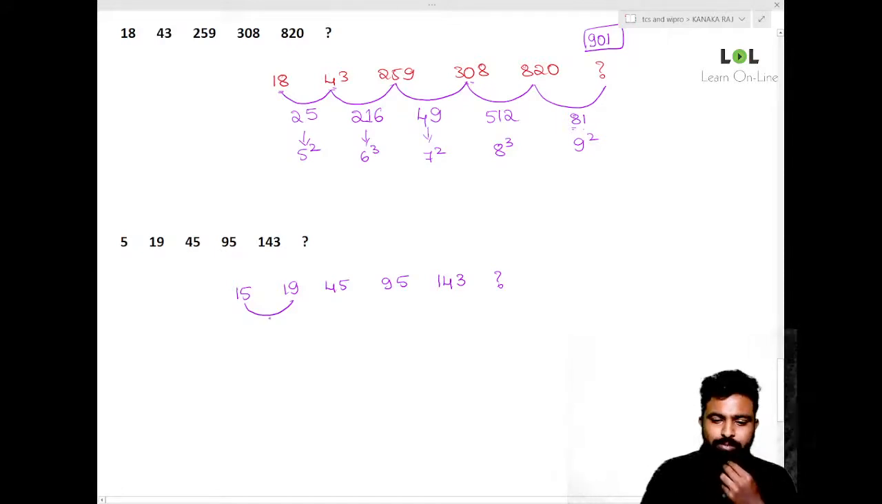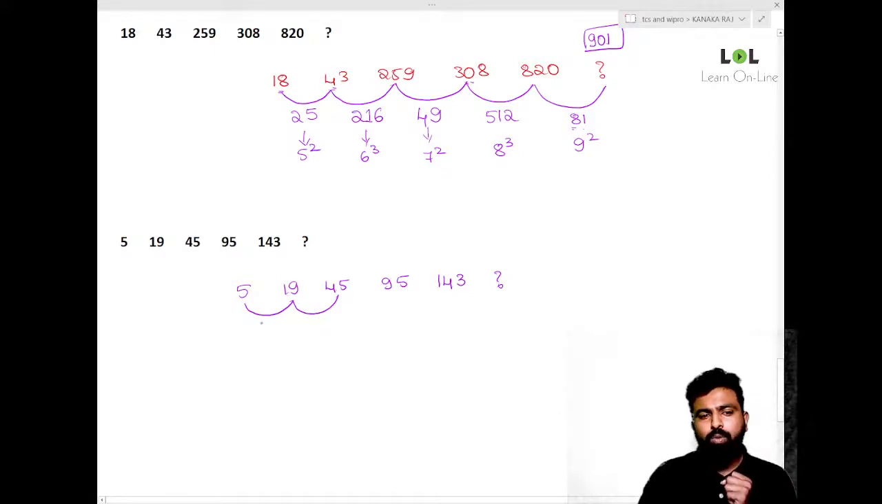Okay, I think I made a mistake here. It should have been, yes, it is correct. 15 and 19. The difference here is 4. 19 and 45. What is the difference? Okay, I've made a mistake. Yes. Sorry, it is 5. I'm so sorry. I've taken it wrong. Yes, it is 5 and not 15.